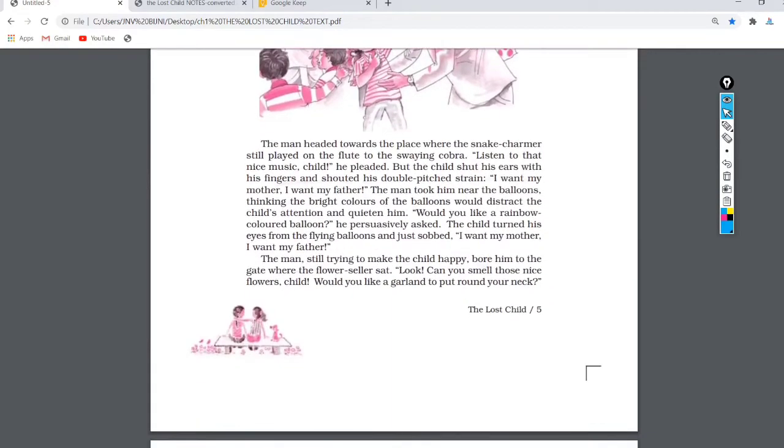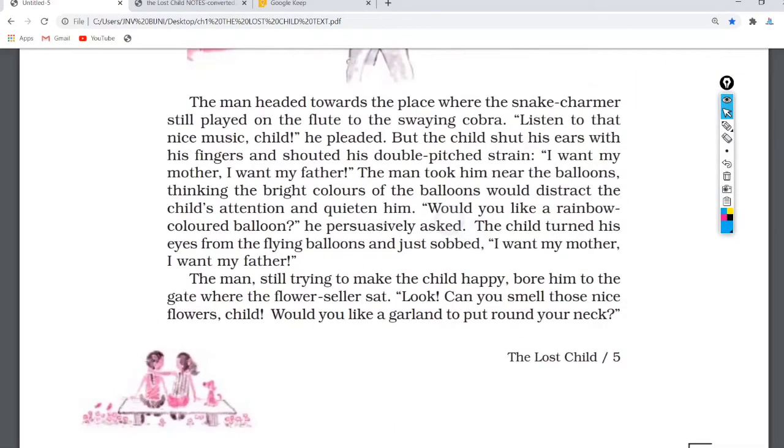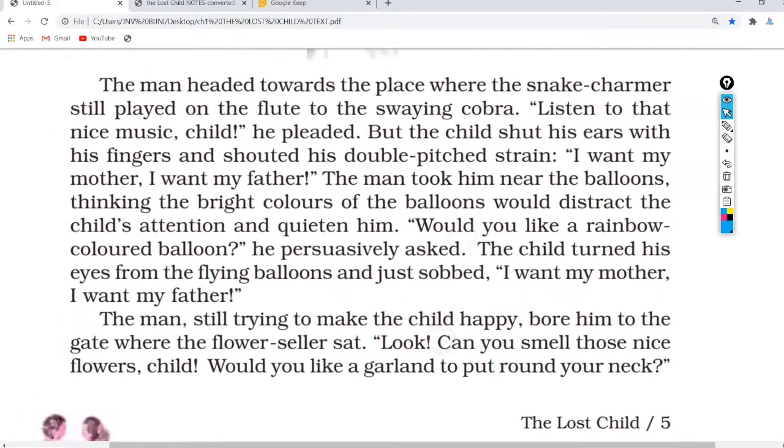Then let us see. Now the kind person will be taking the child to all the attractions that he was earlier pulled toward, but he will say no to all of them, because he wanted only his father and mother. Let us see this part.